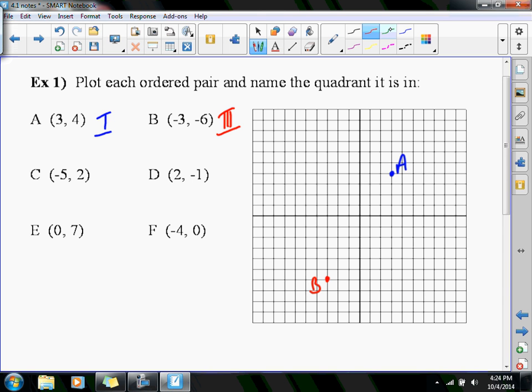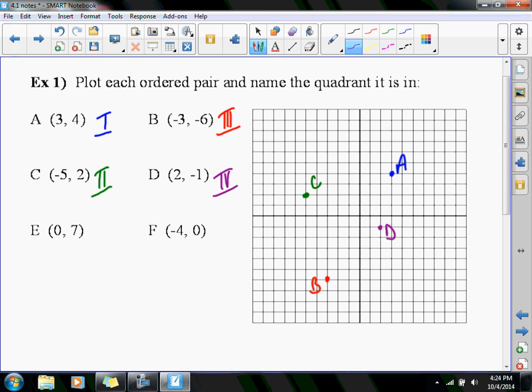My ordered pair C is (-5, 2), so I'm going to move back 5, 1, 2, 3, 4, 5, and then up 2. So C is going to be in the second quadrant. The ordered pair D, okay, I start at (0, 0), and I'm going to go 2 to the right and then 1 down. So D is actually in the fourth quadrant. And again, notice I'm using Roman numerals there.